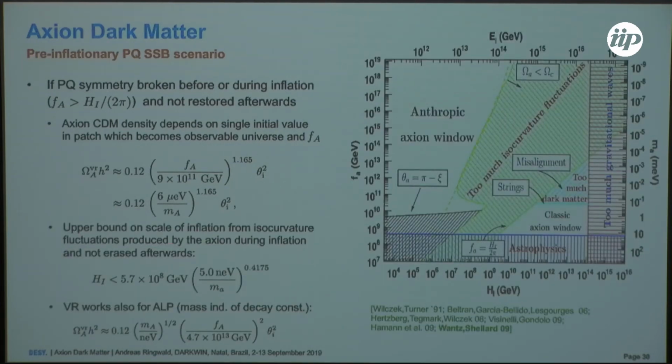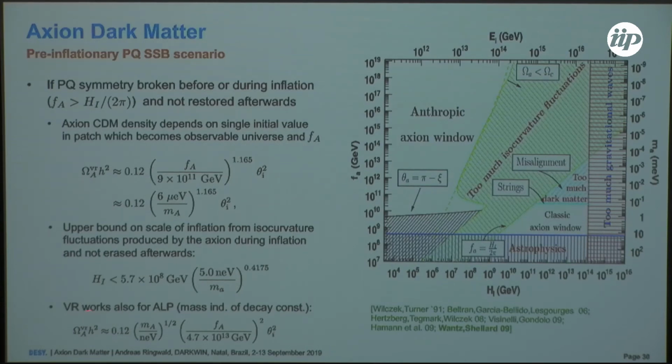However, you get an upper bound on the scale of inflation from isocurvature fluctuations produced by the axion during inflation and not erased afterwards, which is, for example, for a nanoelectron volt axion, of the order of 10⁹ GeV on the Hubble expansion rate during inflation.